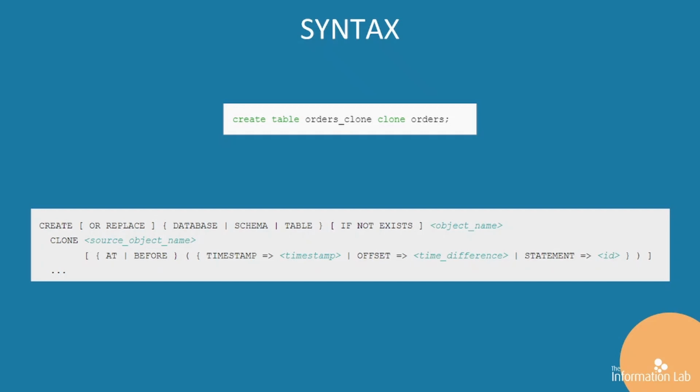To clone a table, we will need to add the clone command after the table name and also specify the name of the original table. And that is it. When cloning different data storage objects, the syntax might slightly differ, but the initial structure stays the same. It's the create command for the object we're cloning, give it a name, then the clone command, and the name of the original object. So without further ado, let's jump on Snowflake and test this.